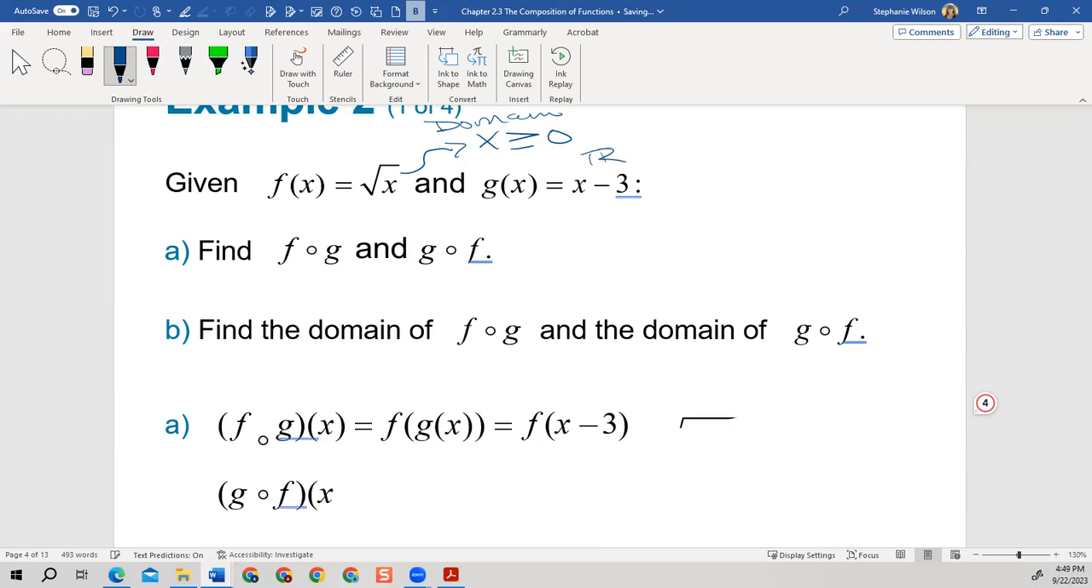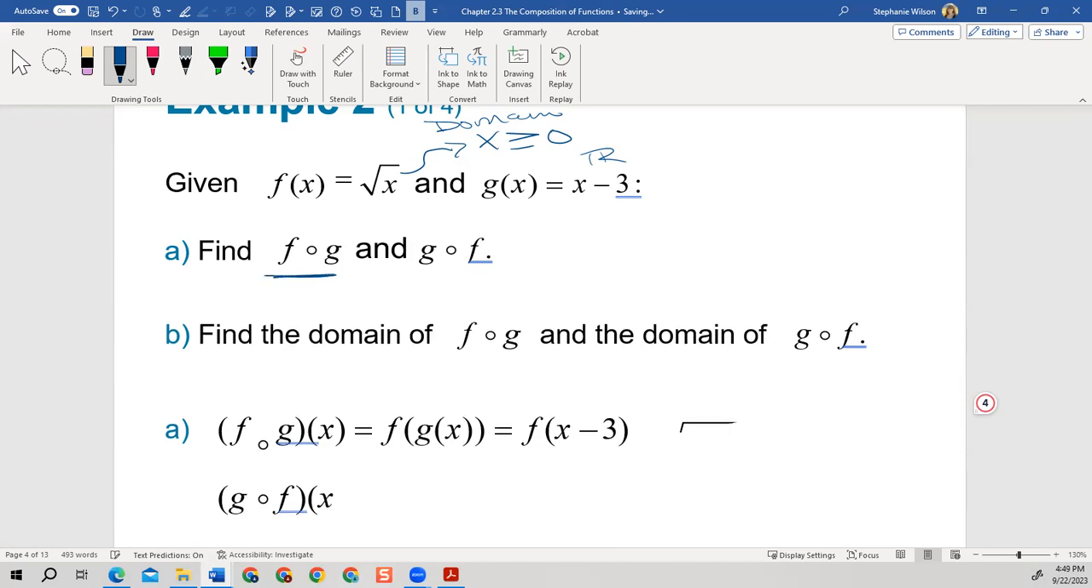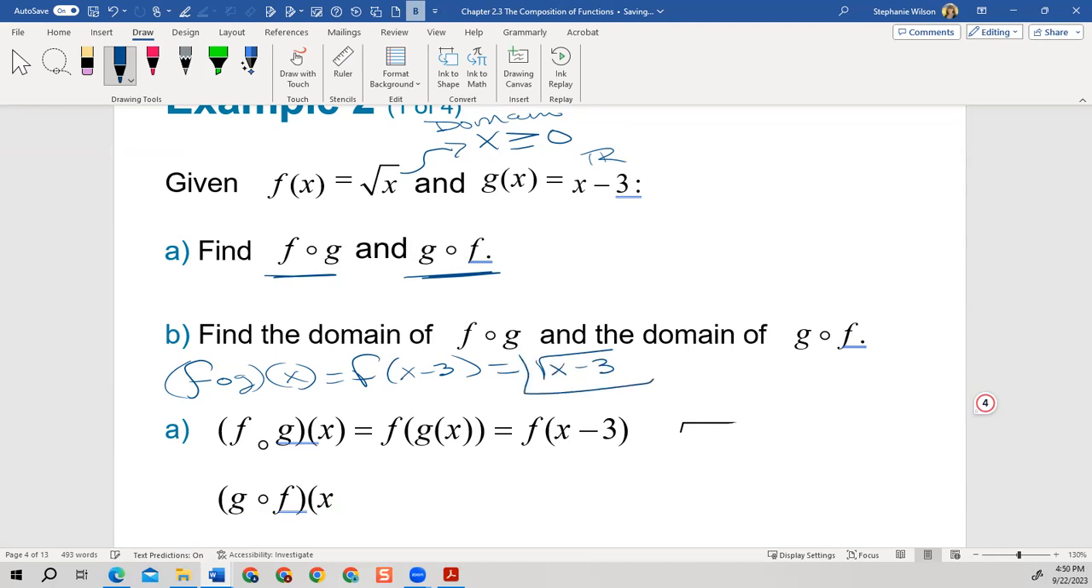So what it's asking you to do here is find f of g and g of f. So what we want to do is take our f of g of x, and in my f function, I'm going to plug in the x minus 3 because that's my g of x function. I got square root of x minus 3, and that's all I can do. That's as far as that goes.